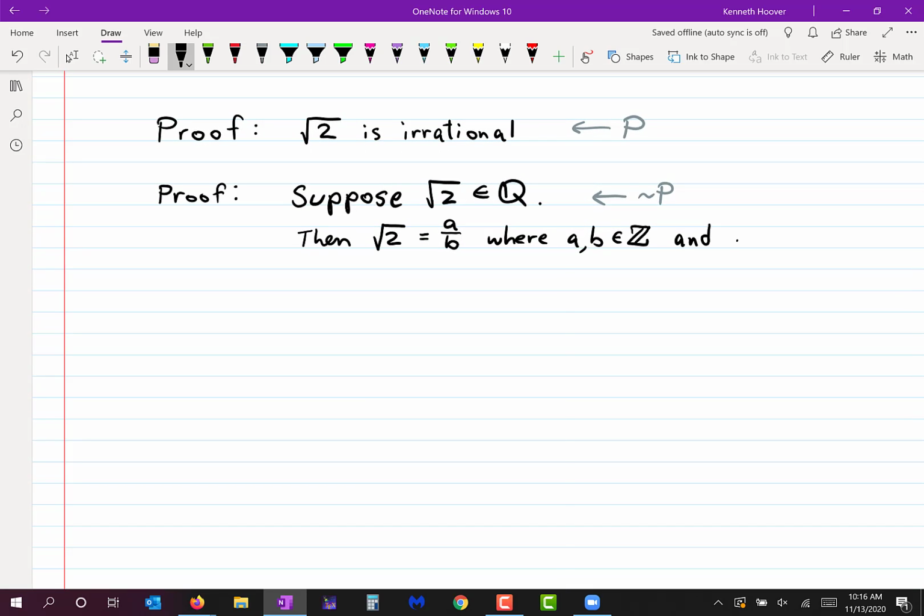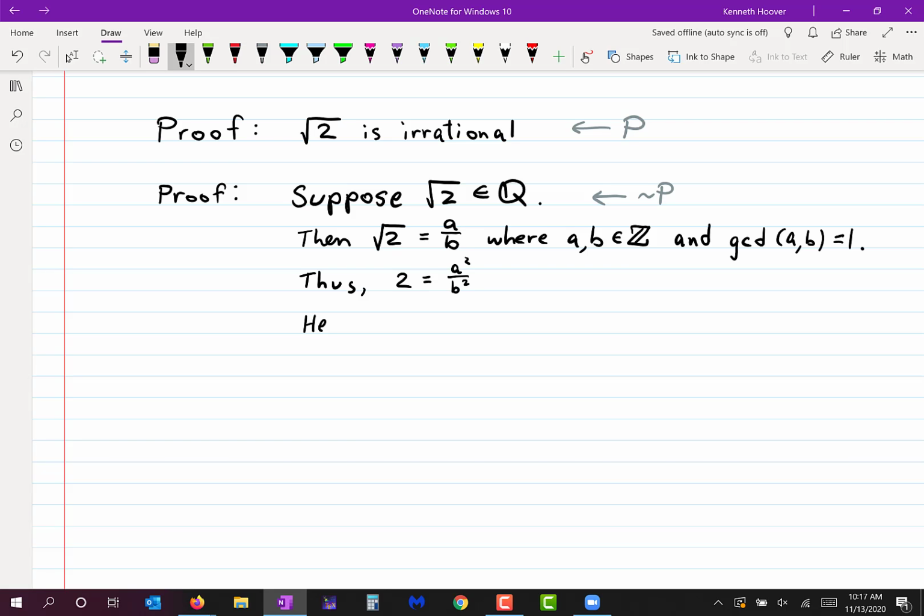What's the easiest way of saying that? The greatest common divisor of a and b equals 1. Okay? Every rational number can be written as a reduced fraction of integers. All right. Thus, 2 would equal a squared over b squared. What did I do there? I just squared both sides, so it's just algebra.